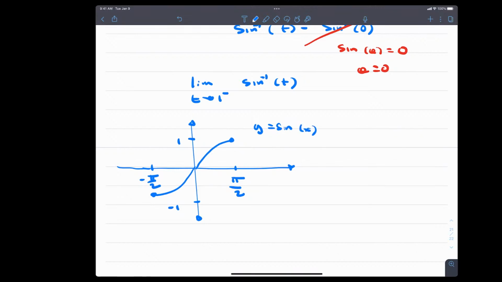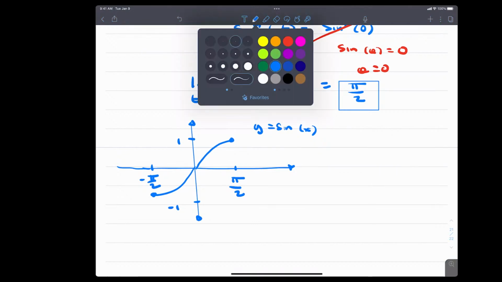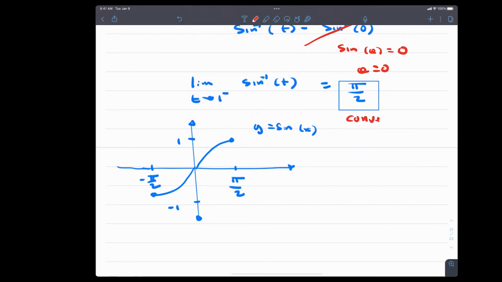But what's the point I'm trying to make? If you're going to go from 1 from the left, what is this limit going to be? Pi over 2. So you can kind of deduce the sketch. This is for sine. You can get now the sketch for inverse sine, right? And you'll find that that becomes pi over 2, which is finite. So this is the first time we get a nice convergent question.